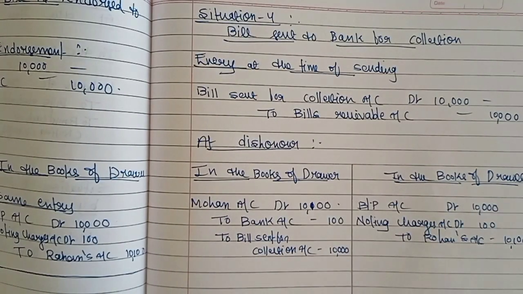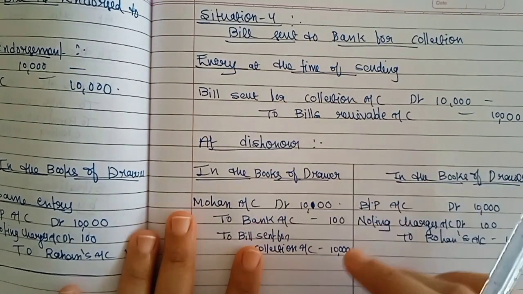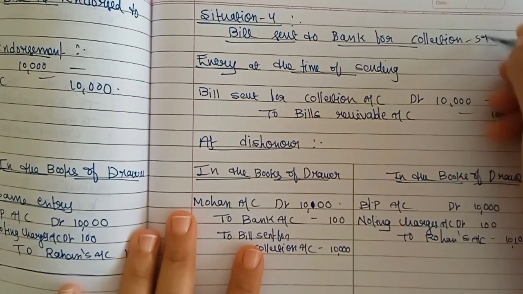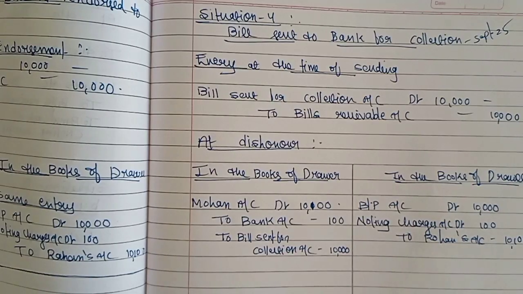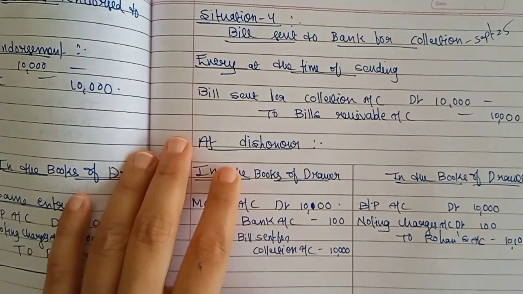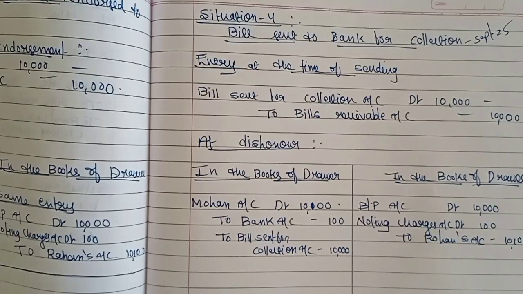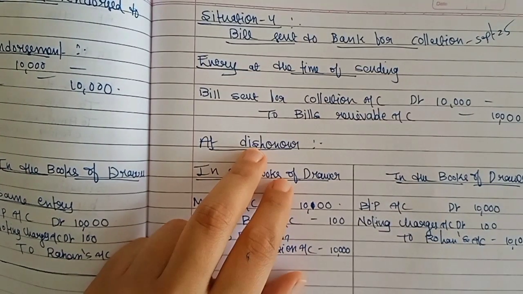Now the last situation is bill sent to bank for collection. The bill is sent to the bank for collection a few days before maturity. For example, October 4 is our maturity date, and on September 25th the bill is sent to the bank for collection. So here, the entry at the time of sending: bill sent for collection account debit to bills receivable account, that is rupees 10,000. Here we need to open the bill sent for collection account.